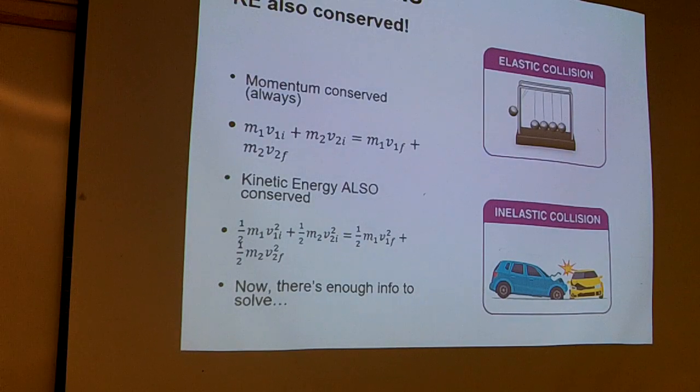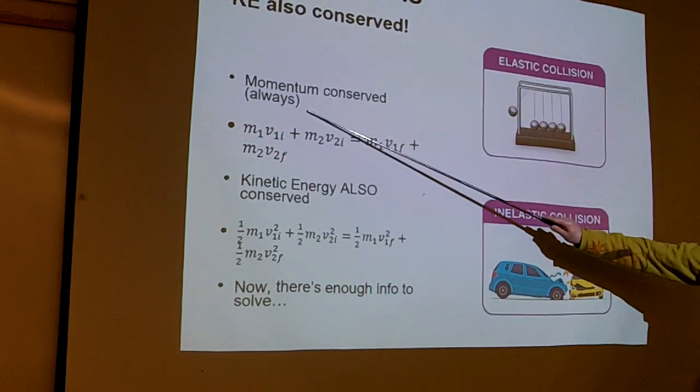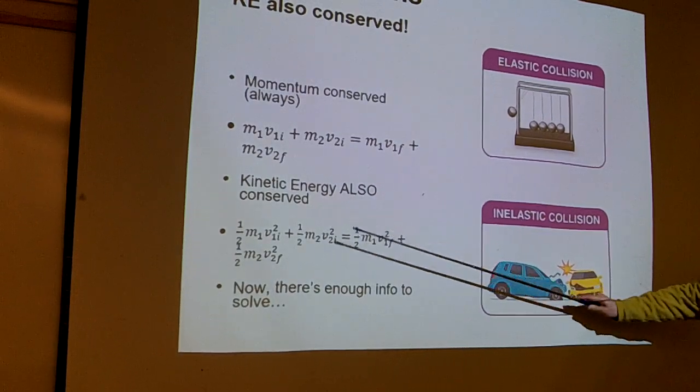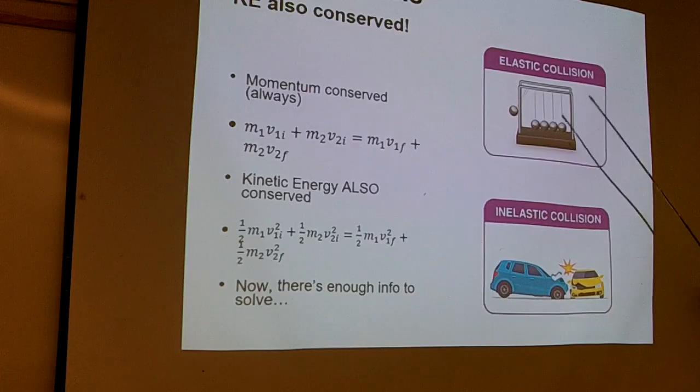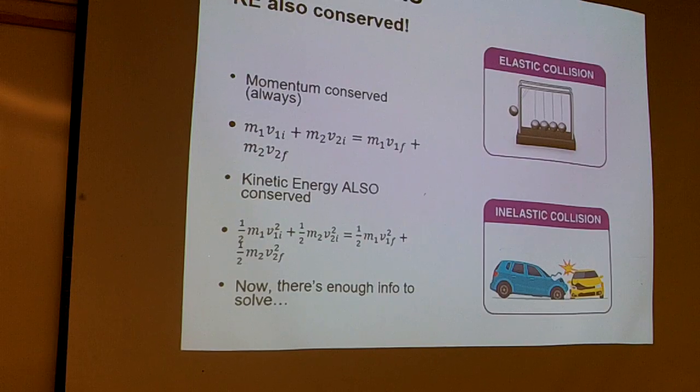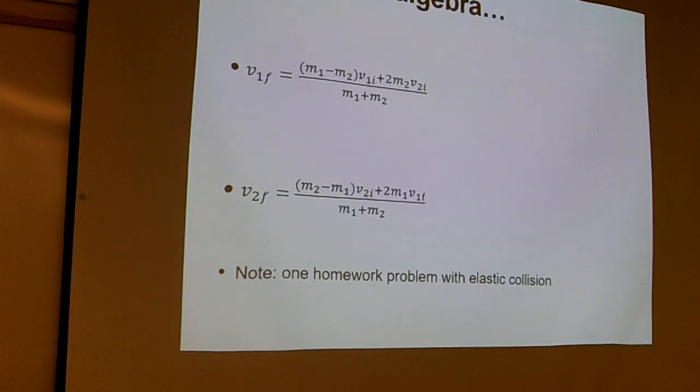If you have an elastic collision, you see here the momentum is conserved and the kinetic energy is also conserved, and that is what we call an elastic collision. In an inelastic collision, the mechanical energy is not conserved. So these are the equations typically we use.